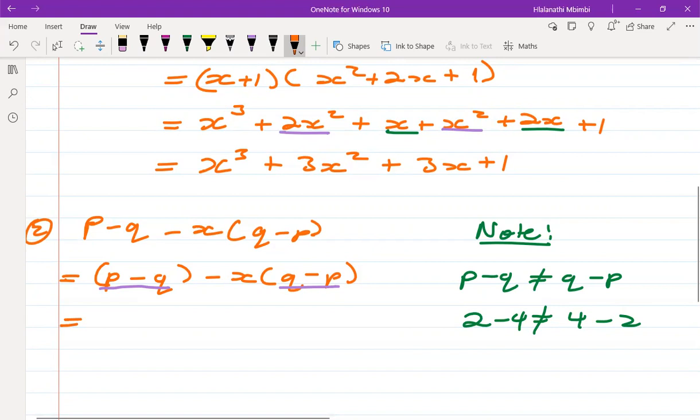What I normally do, I leave the first bracket. I don't have to, but I just leave it like that and say, you know what? I want my second bracket to look like the first one. So I will swap p and q. After I swap p and q, the x is there, I have to change this sign, right? Swap p and q, change that sign. Not sure if that makes sense. Swap p and q, change that sign.